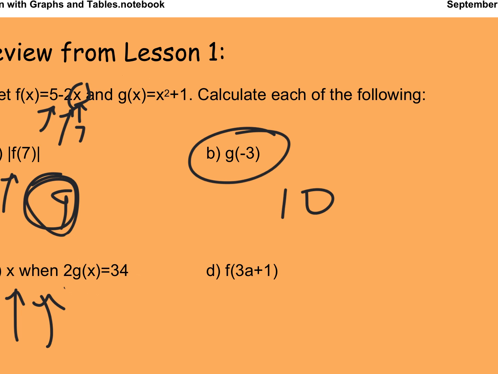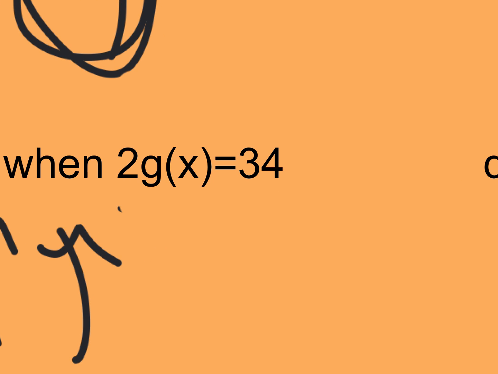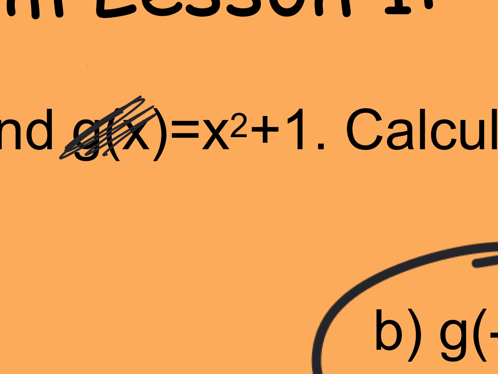Anybody have a bright idea what to do? Wouldn't it be nice if we knew what g of x was? Yes? You maybe divide by 2. You are correct. You divide by 2 on both sides. And g of x is 34 divided by 2. 34 cut in half. What do you think? 17. Good. Now, have I solved my problem? No, but I know what g of x is. So g of x is 17. So I'm now going to go here and cross off g of x and put 17.